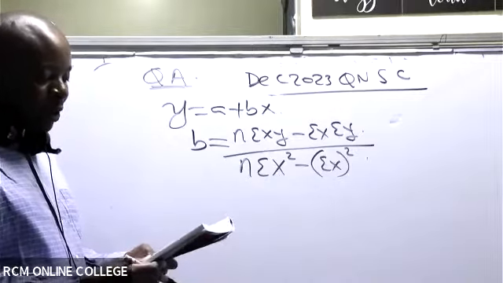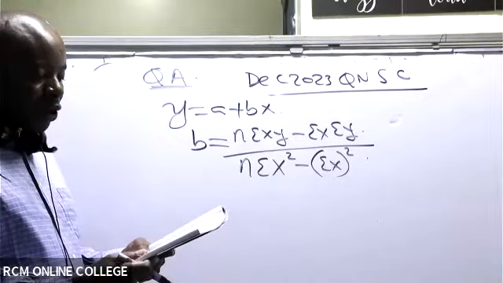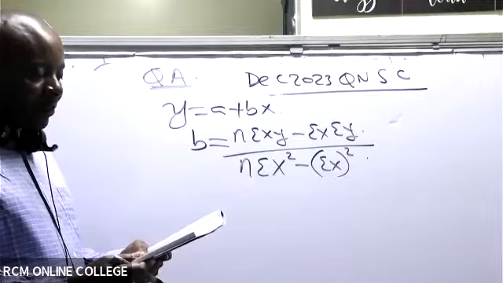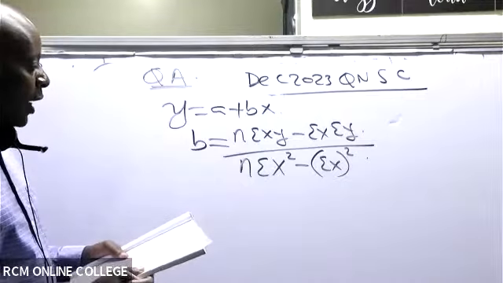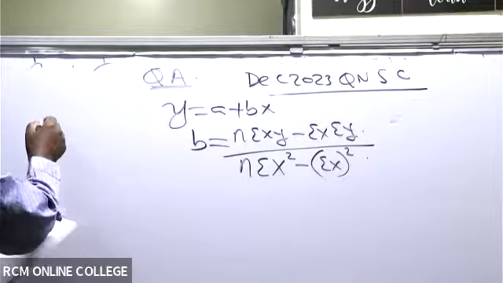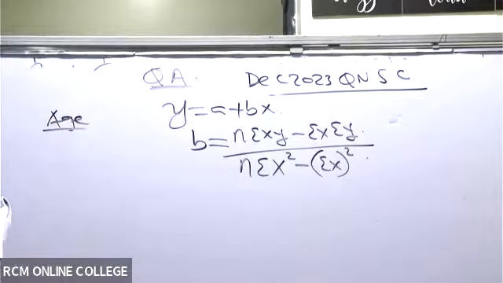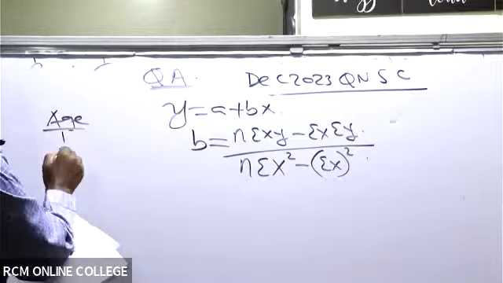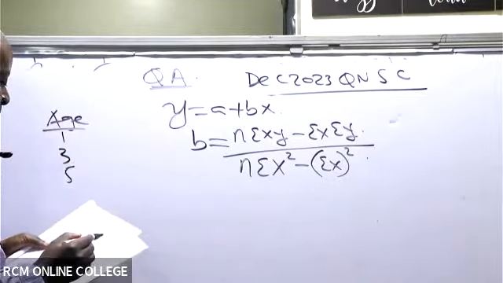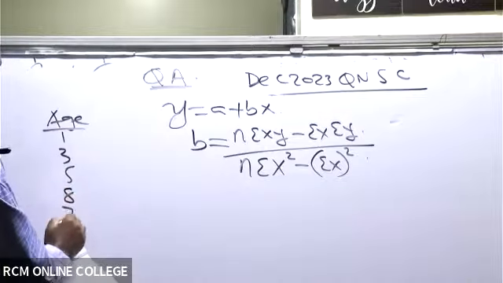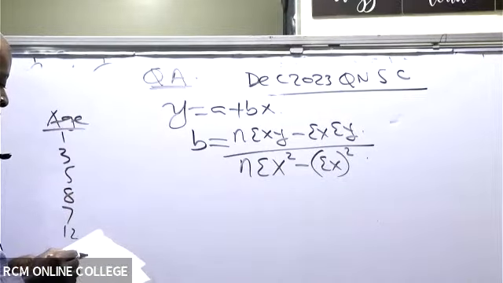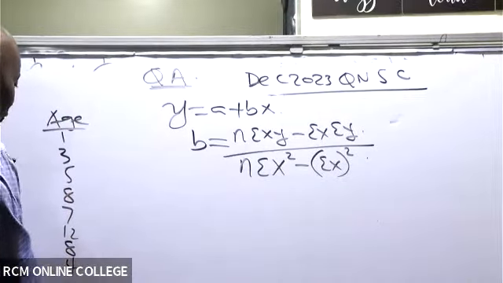That's December 2023, question number 5C. Please try getting it. We have age here: 1, 3, 5, 8, 7, 12, 8, 4.